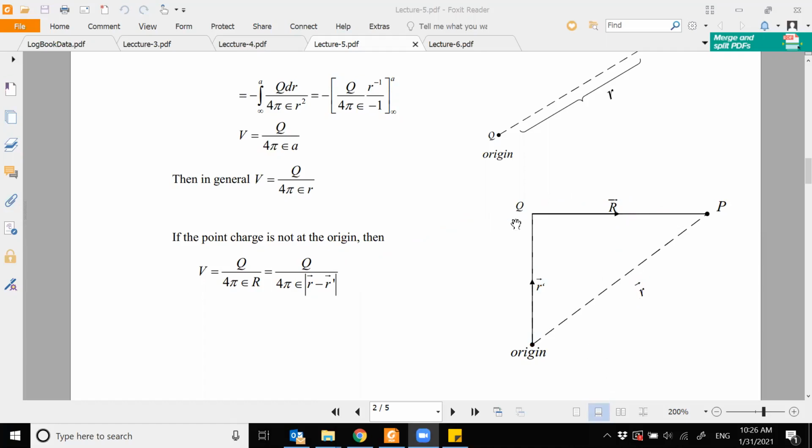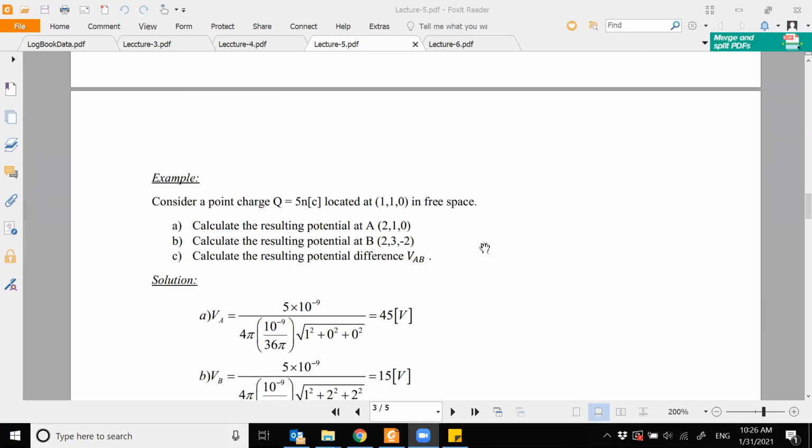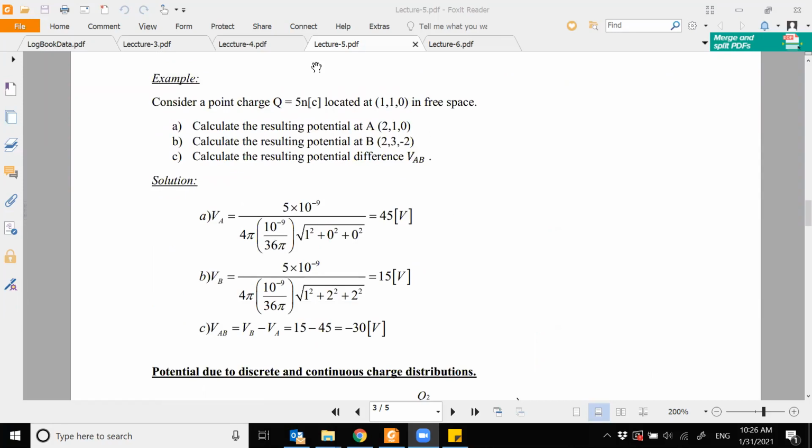Okay, so this is about the potential. Now let's take an example. I have a point charge of 5 nanocoulomb placed at the point 1, 1, 0 in free space, so epsilon 0. First, we need to find the resulting potential at point 2, 1, 0. Then, what is the resulting potential at the point 2, 3, -2? And also we need to find the resulting potential difference.